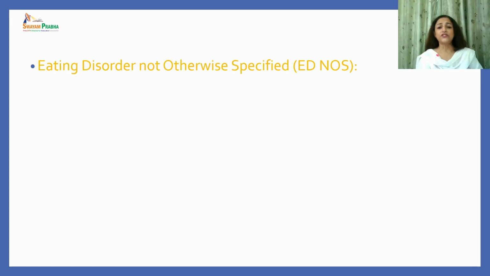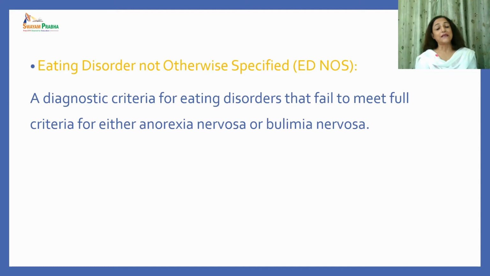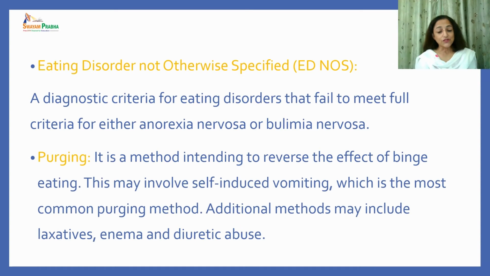So there could be another eating disorder which is not otherwise specified. It is a diagnostic category for eating disorders that fail to meet the criteria for either anorexia nervosa or bulimia nervosa. Then purging is another term which we must understand. It is a method intending to reverse the effect of binge eating. This may involve self-induced vomiting, which is the most common purging method. An additional method may include laxative, enema, or diuretic abuse.